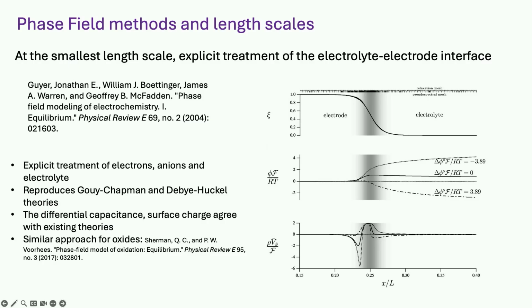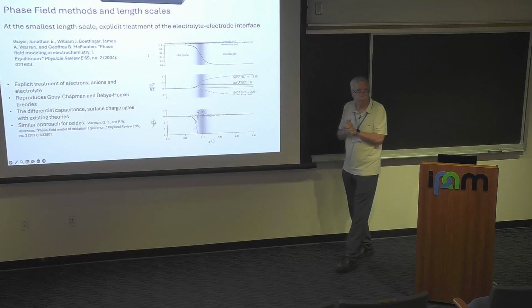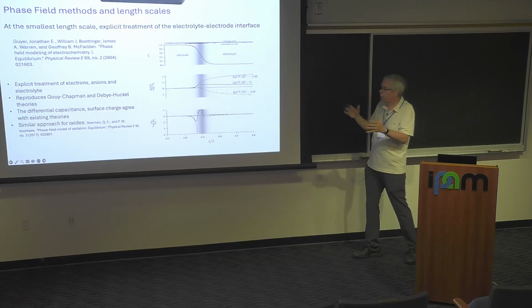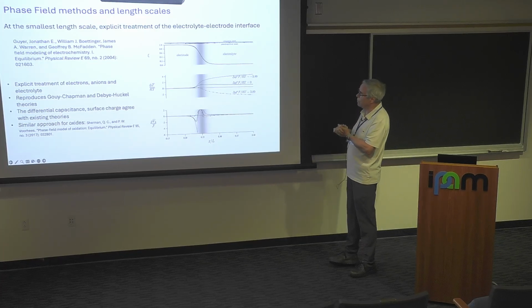And so the game here is, how can we reduce this microscopic model that you see here to a more macroscopic model that you can use to model things like dendrite formation in batteries?